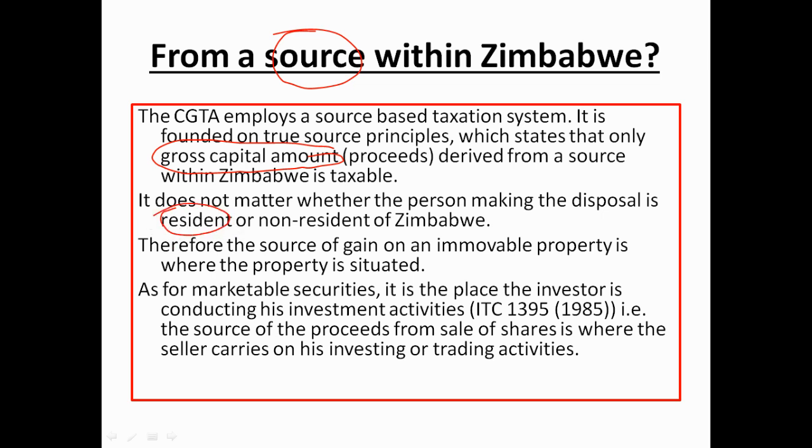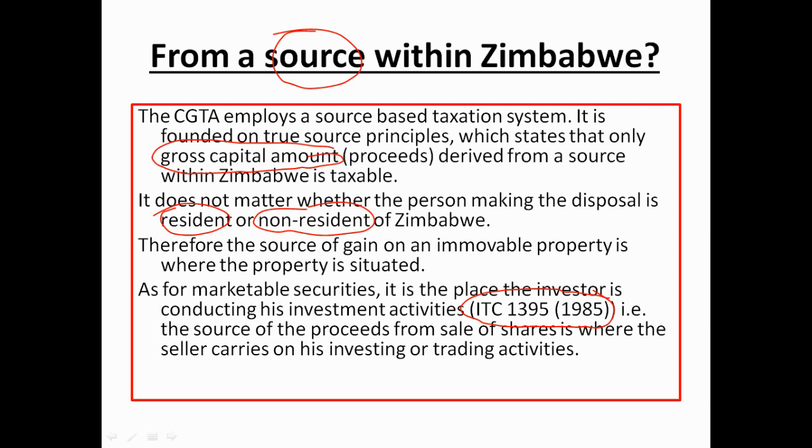It does not matter whether the person making the disposal is resident or not resident of Zimbabwe. I think I explained about the resident status. It doesn't matter actually whether you are ordinary resident in UK. If you sell any of your assets in Zimbabwe, we charge you the capital gains tax. Therefore, the source of gain on immovable property is where the property is situated. As for the marketable securities, it is the place the investor is conducting his investment activities. So you can go ahead and look for this case, the ITC 1395 of 1985.